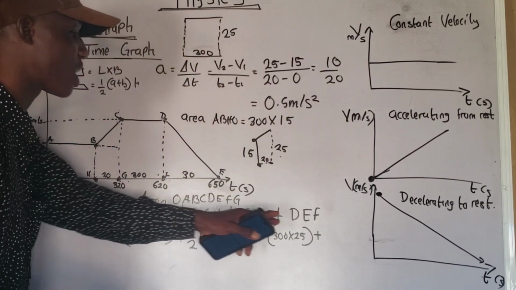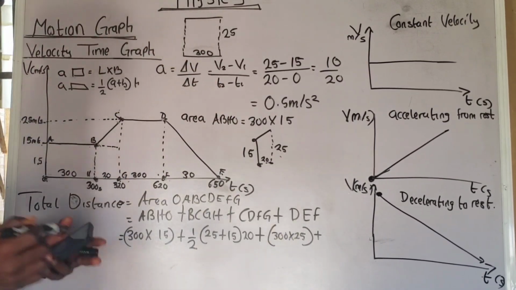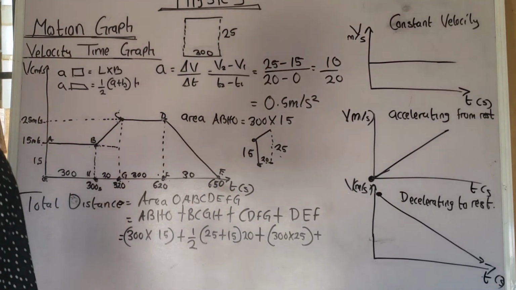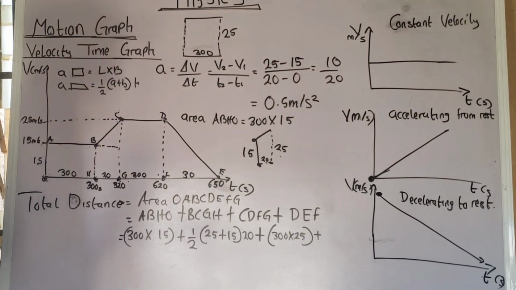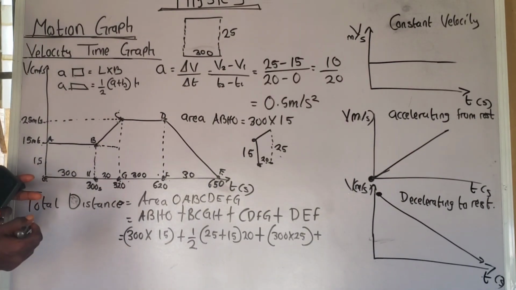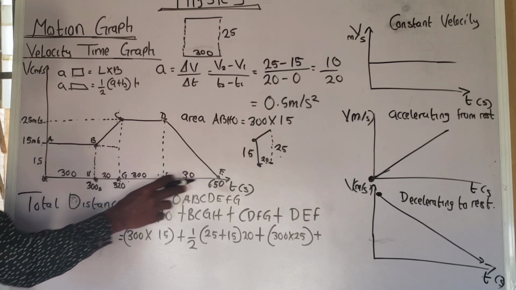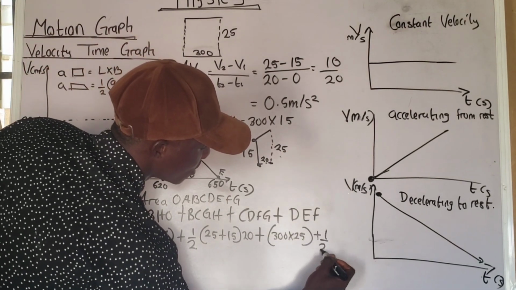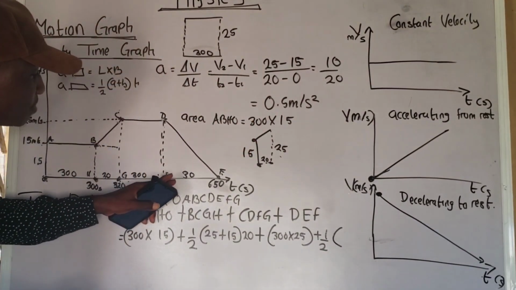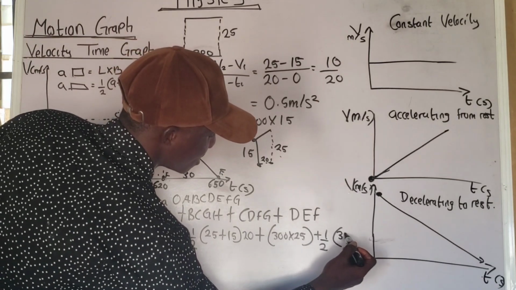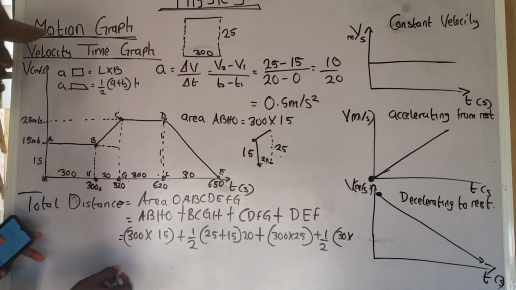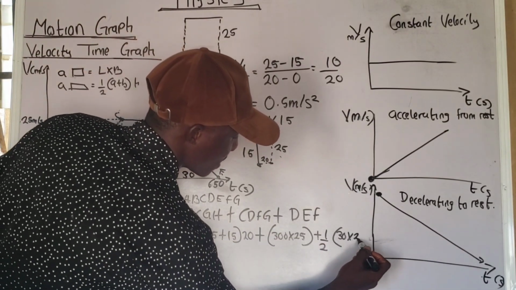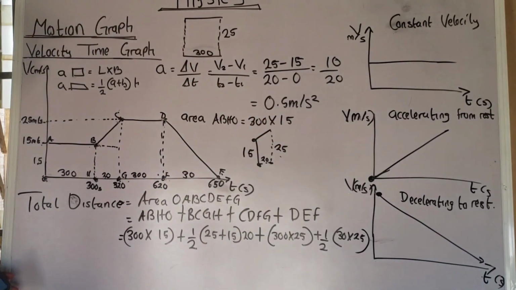Plus, now, we have to calculate the area of DEF. Don't forget that DEF is a triangle. If you want to calculate the area of a triangle, that will be half base times height. Now, this is the base and this is the height. The height is 25. So I'm going to have half base, the base is 30, multiplied by the height, 25. Please, do you understand how I got all these values? If you do, kindly reverse the video and watch it again, okay?